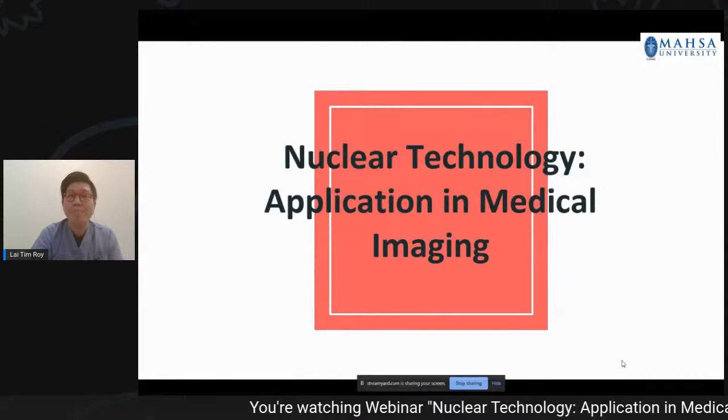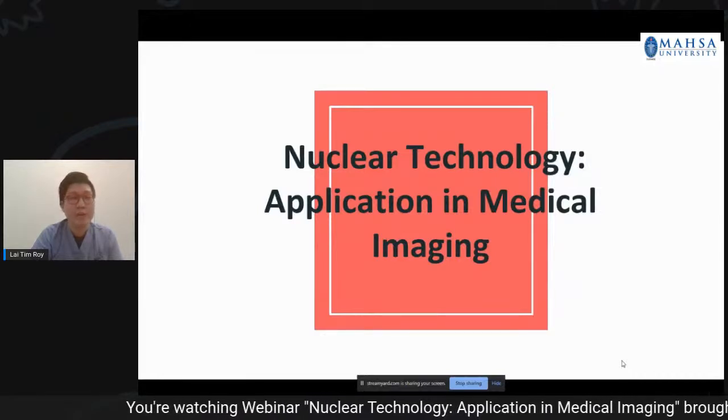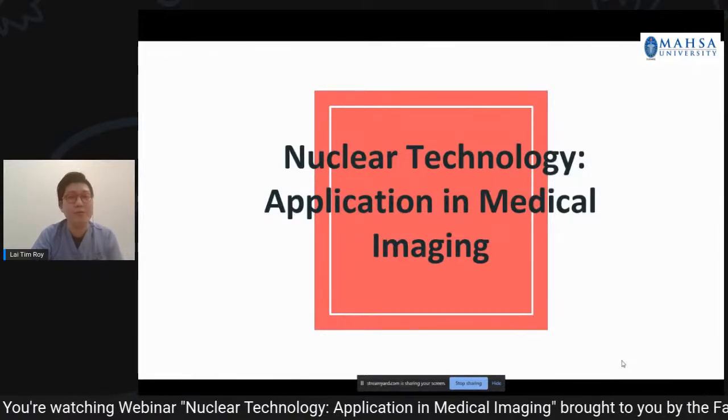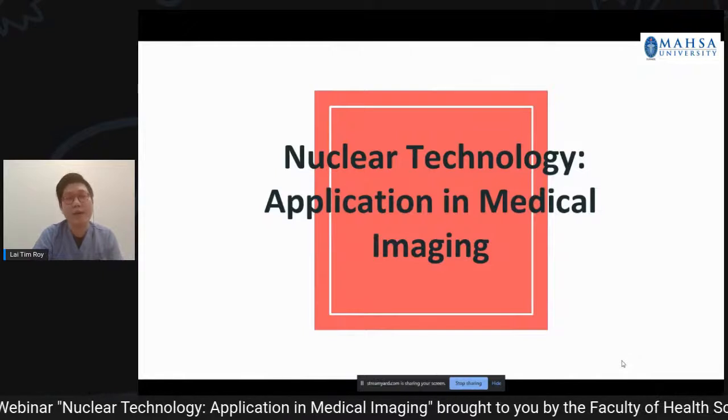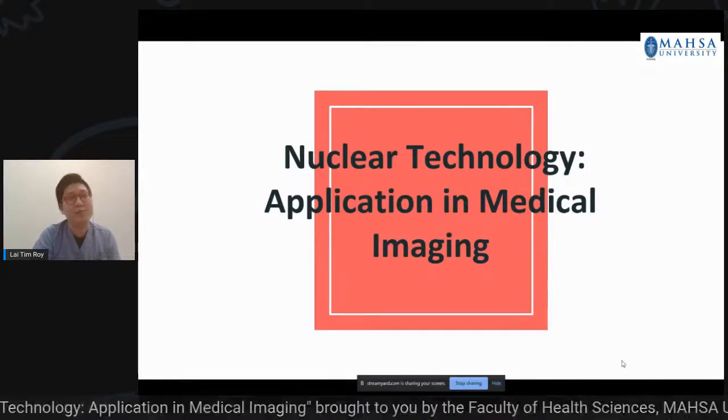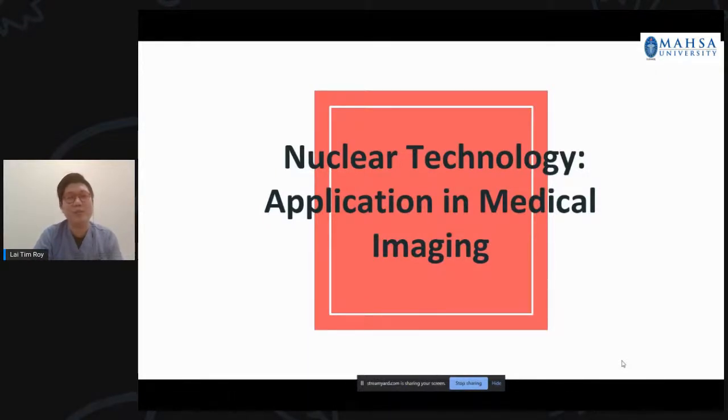Today I'm going to share a bit of my experience being a nuclear medicine radiographer. And today's topic is something that's really interesting. It's known as nuclear technology application in medical imaging. Through this sharing, maybe you get to really understand what is the difference between working in the radiology department and working in a nuclear medicine center.